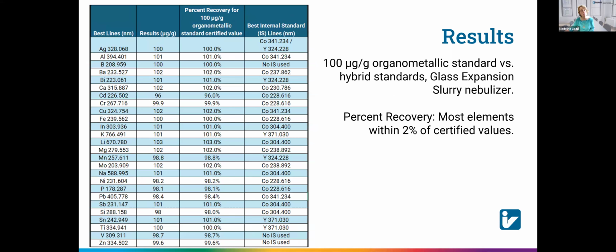Next, we see the results from the testing of the 100 microgram per gram multi-element organometallic standard versus our hybrid standards. Again, most of the elements were within 2% of their certified values. I'm just going to mention that at the bottom of this slide, for vanadium and zinc, I found that I did better not using the internal standard in the determination of the results. It was there, but I chose not to use it.